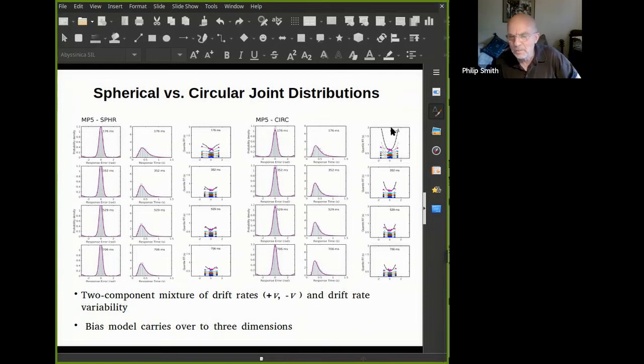Where the difference becomes apparent is in the joint distributions. By and large, the spherical model is predicting the shape of the joint distributions fairly well, slightly over predicting the tail quantile in the most difficult condition, but it's not a big miss. Whereas in comparison, the circular diffusion model is predicting a larger slow error pattern than you see in the data, which gets progressively larger as the task gets more difficult. And I won't show you, we can look in question time, that the same bias model that we applied carries over to 3 dimensions.